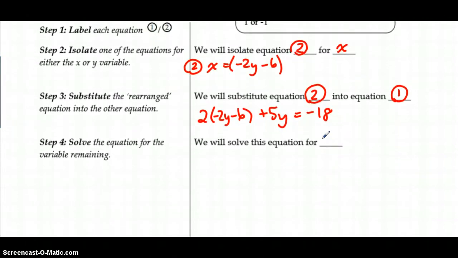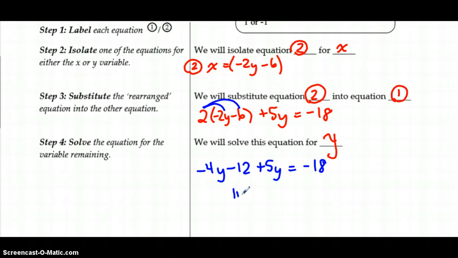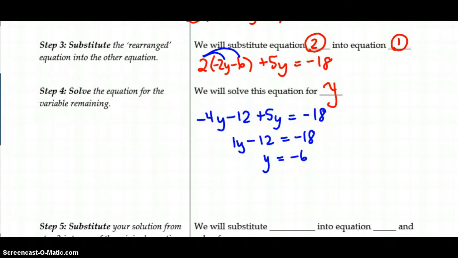Next step is to solve this equation for x, or sorry, rather for y here. So we have to grab the 2, multiply it in using our distributive law. So 2 times negative 2 is negative 4y. 2 times negative 6. And continue on solving this equation. So we'll collect our like terms, negative 4 and positive 5. We get positive 1y minus 12. And get this negative 12 out of here, add it to the other side. So 1y is equal to negative 6. That gives us half of our answer.